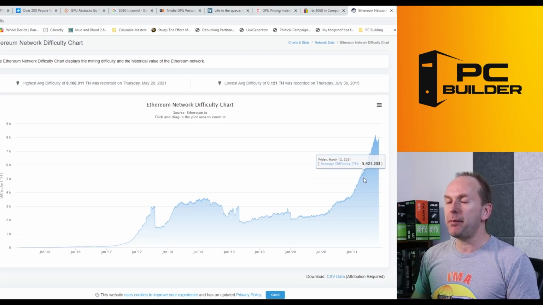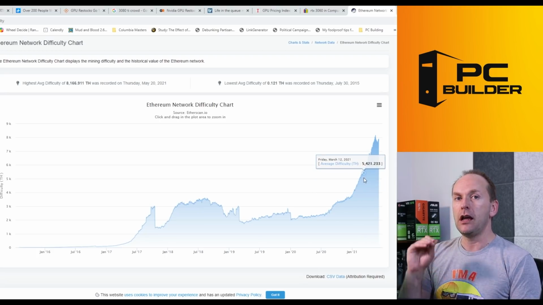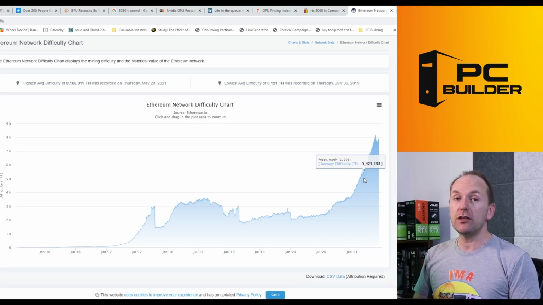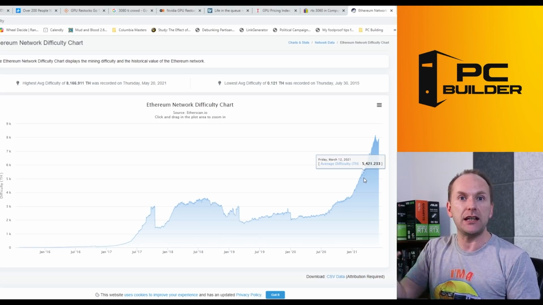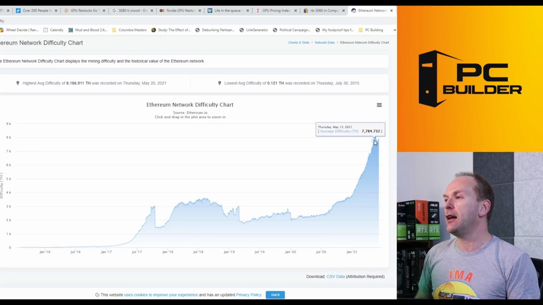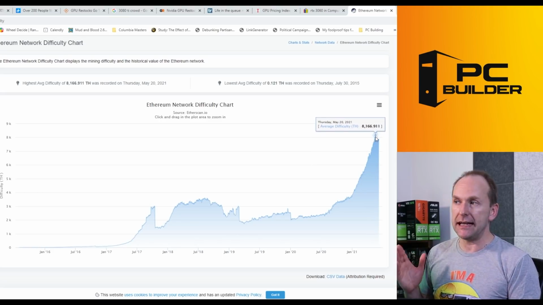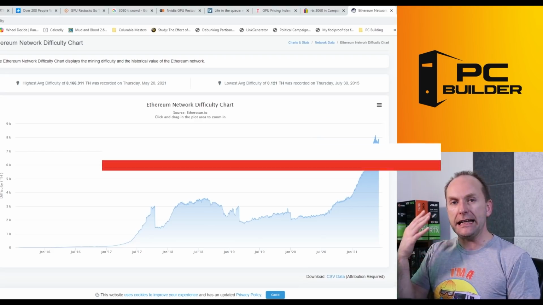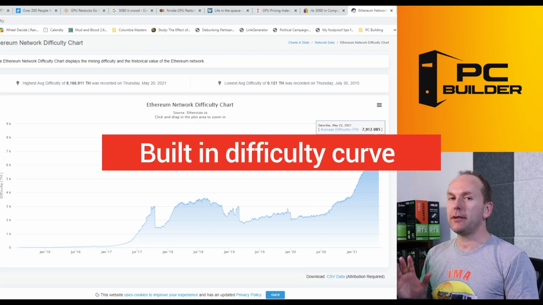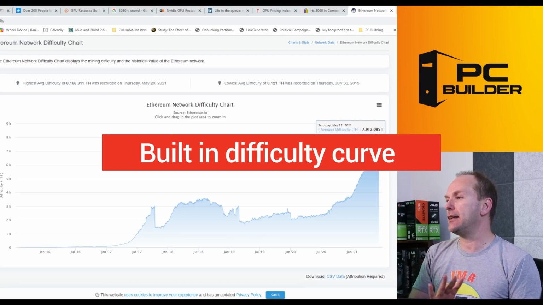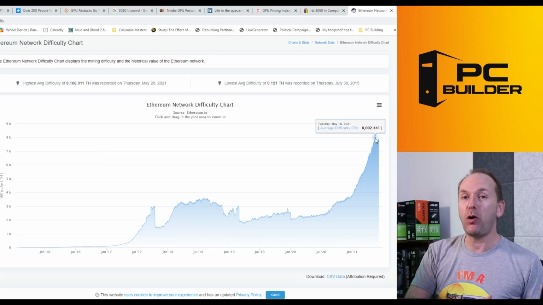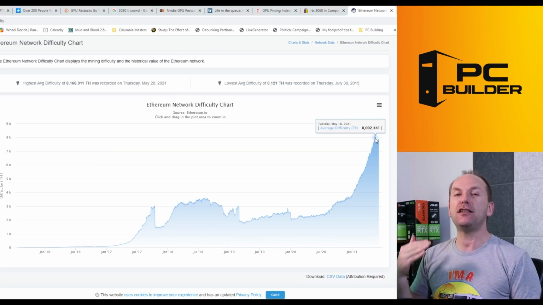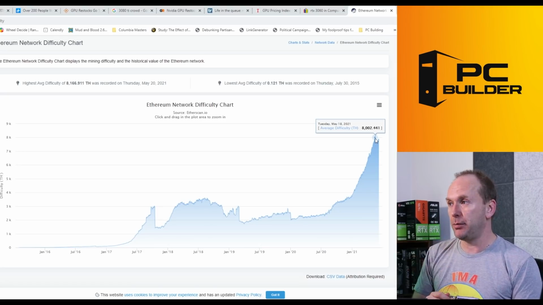Now, as it goes up, it actually gets harder and harder to mine Ethereum. The reason for this is so that Ethereum just doesn't flood and it's not like printing super amounts of money, right? And it would completely devalue the currency instantly. So they've built in a difficulty curve to it. There's also something else called the difficulty bomb. We're not gonna get into that. You can look it up separately. But as you can see, it's at 8,000 right now. It's more than double what it has ever been in any of the previous cryptocurrency booms.